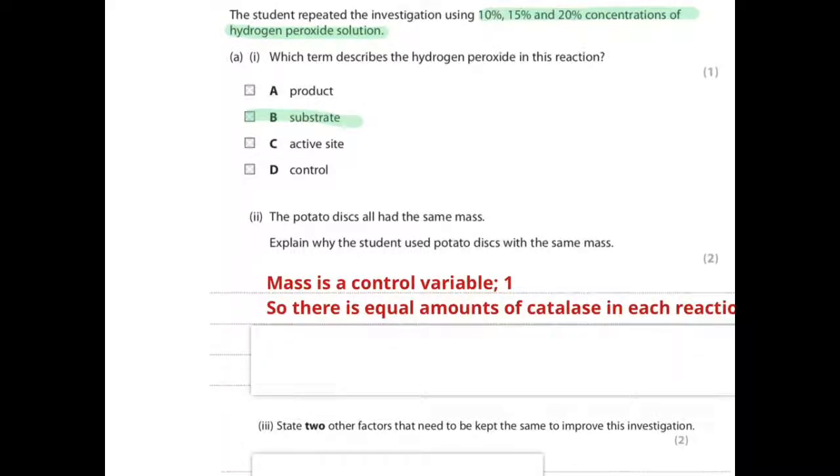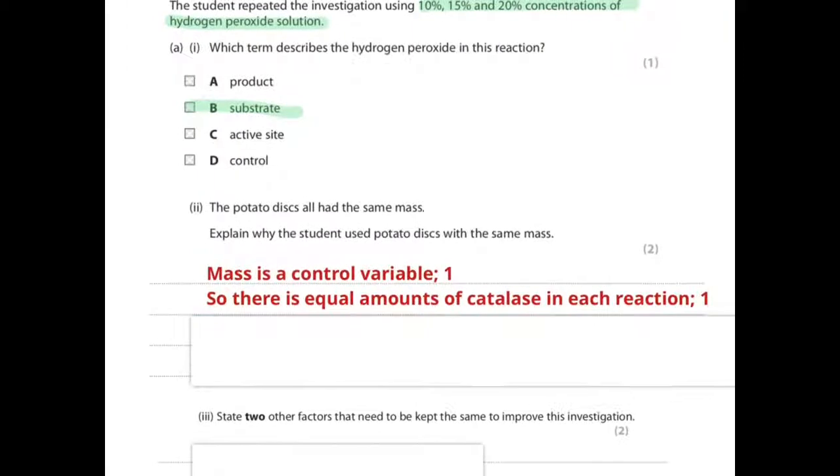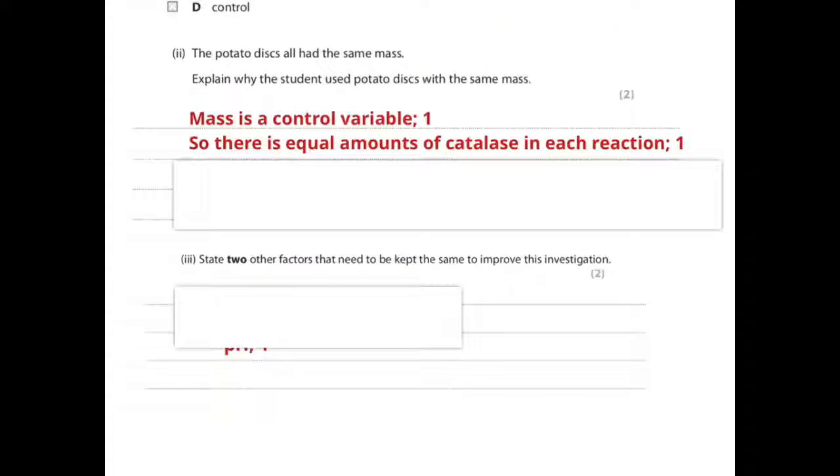So there's an equal amount of catalase in each reaction, because obviously the potato discs need the same number of cells, which will have the same amount of catalase in them. Whenever you look at an enzyme practical, really there's only 4 things that they're going to vary. One is enzyme concentration, substrate concentration, temperature and pH. The one they're changing means all other 3 must be set or controlled.